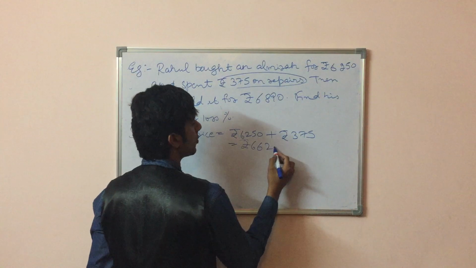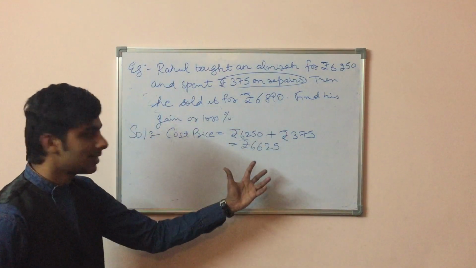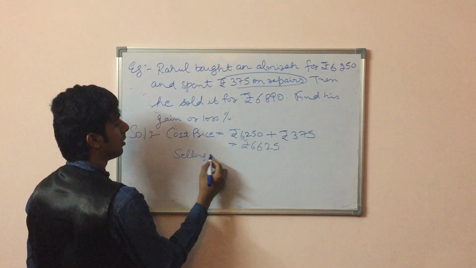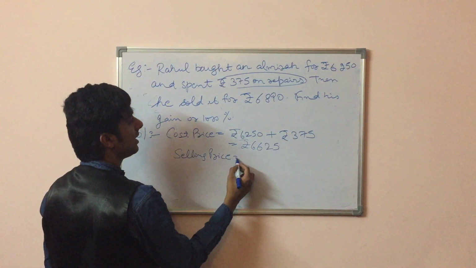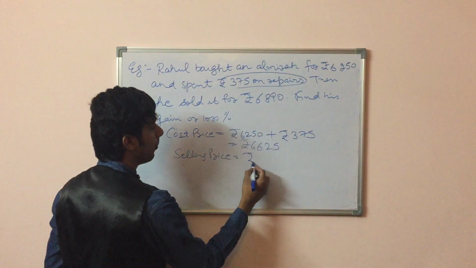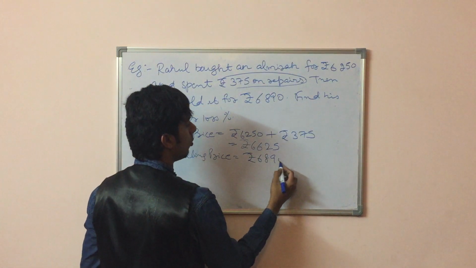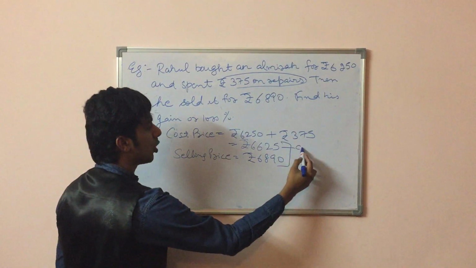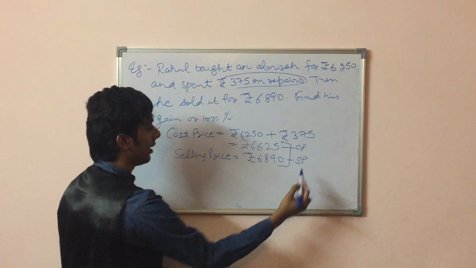This will be 6625, right? This is 6625, and the selling price is equal to how much? He sold it for rupees 6890. Now just compare these two values. This is our cost price, this is our selling price.